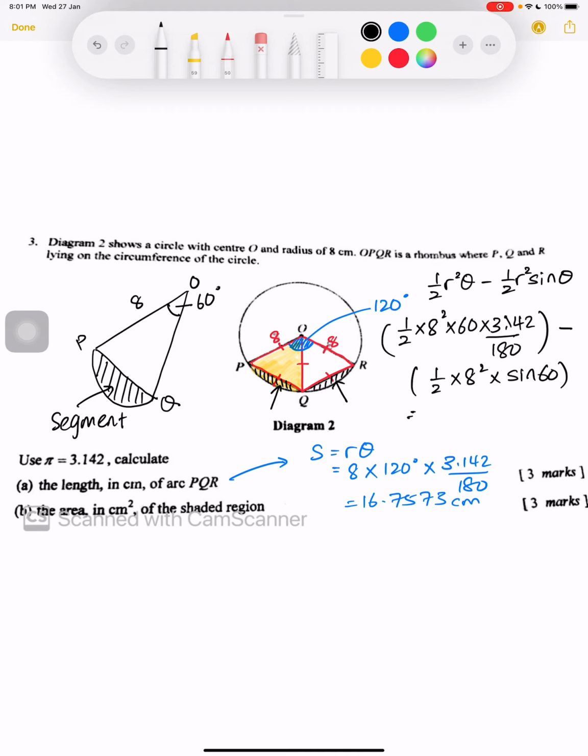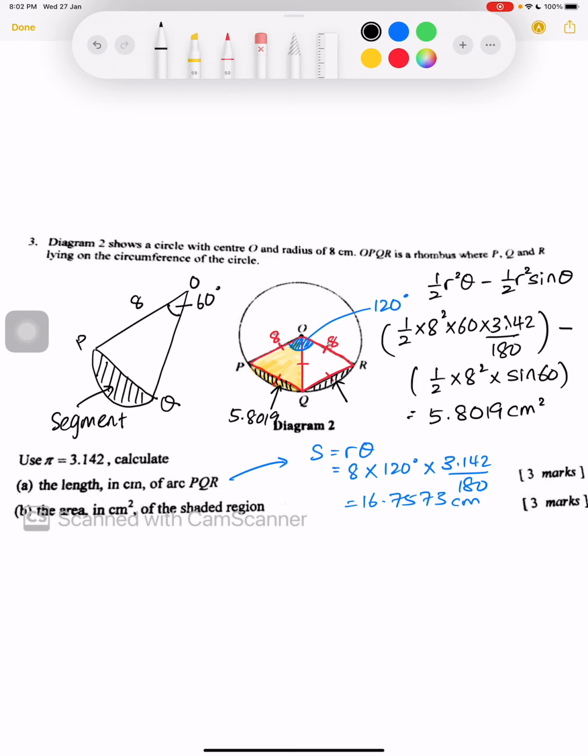Okay, now whenever you have a calculation where your angle is in terms of degree, your calculator must be in terms of degree. Okay, always remember that. So now I'm gonna have 5.8019. All right, so that is my area of segment. Okay, but then that is only one part.